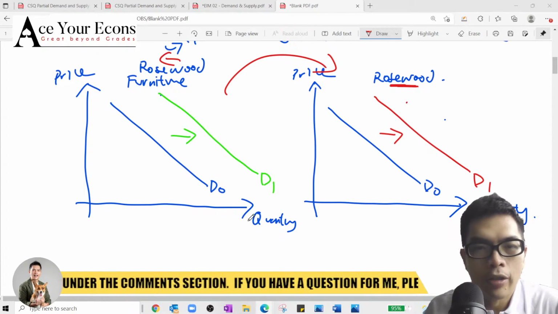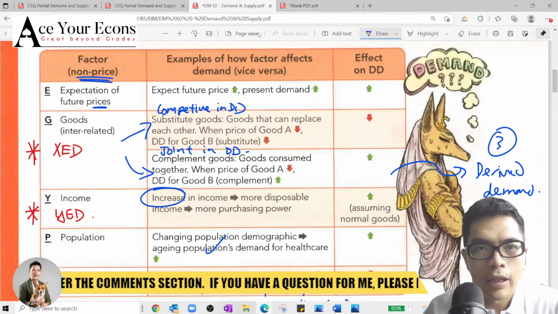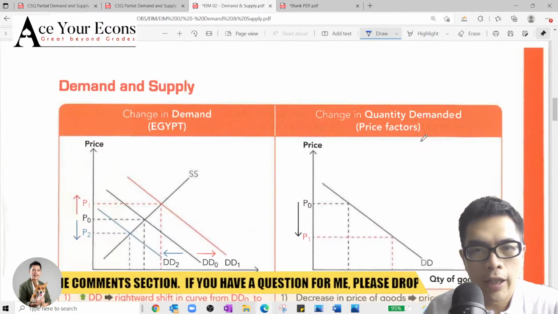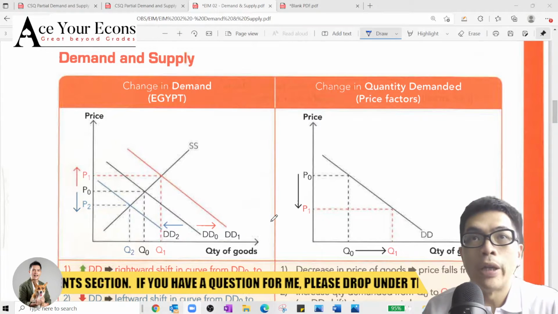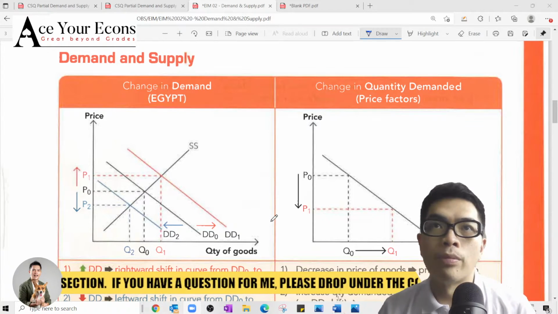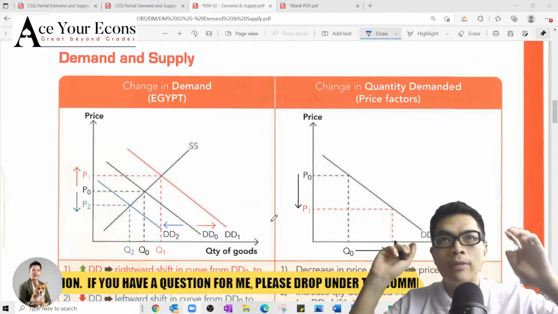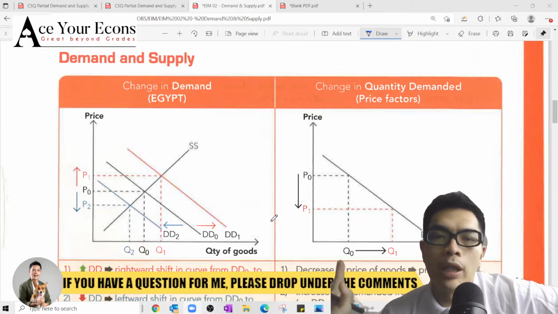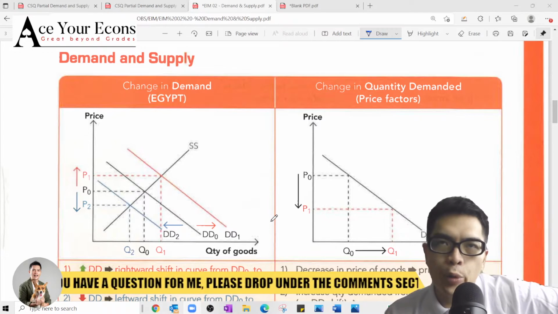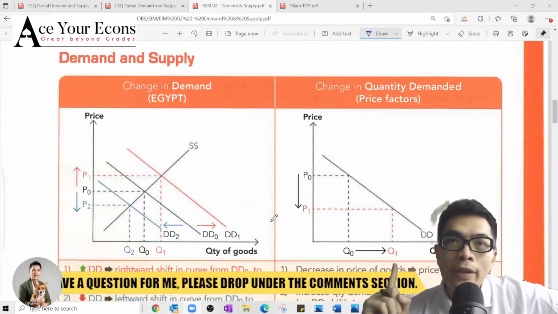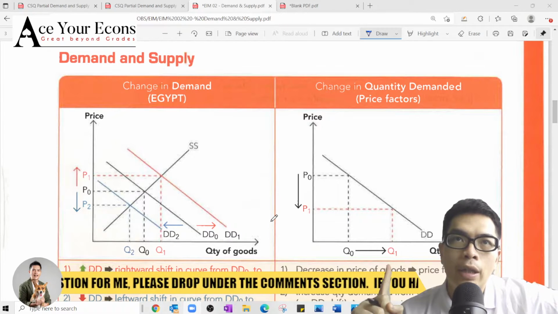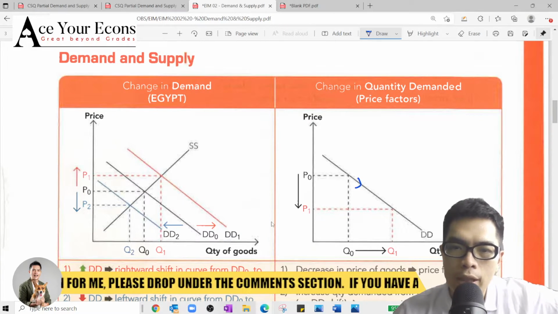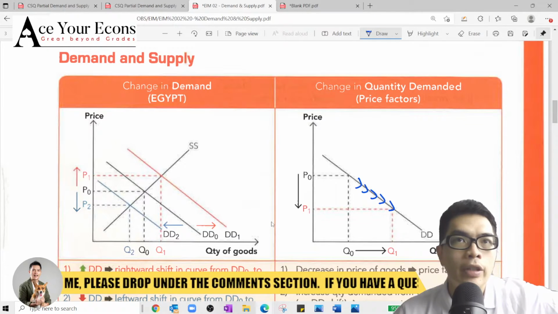So I'm going to move on to the easy part. The easy part will be differentiating demand and quantity demanded. I will be using these two terms not interchangeably, and fairly frequently. Quantity demanded is a price factor. It refers to the diagram on the right, sliding upwards and downwards along the demand curve. Clear?